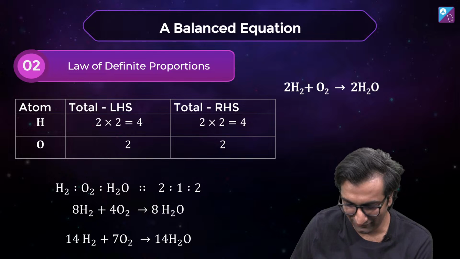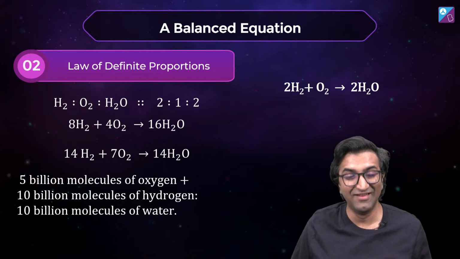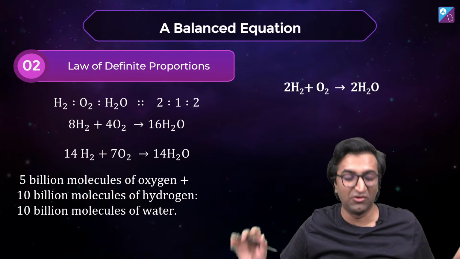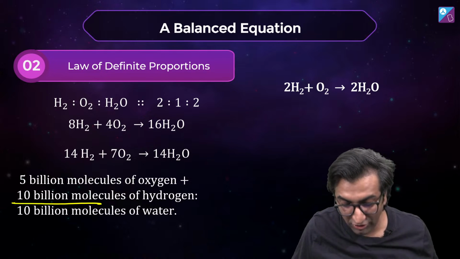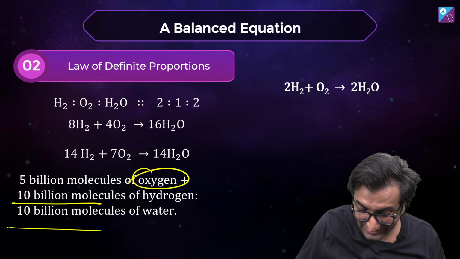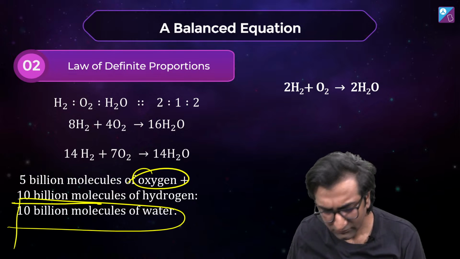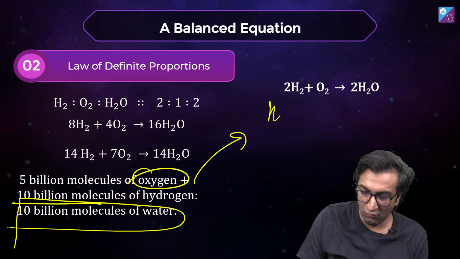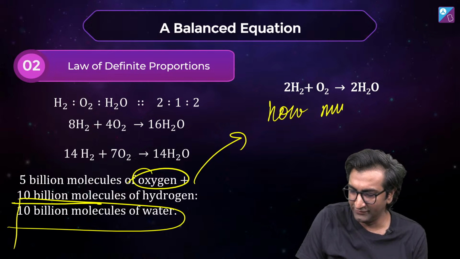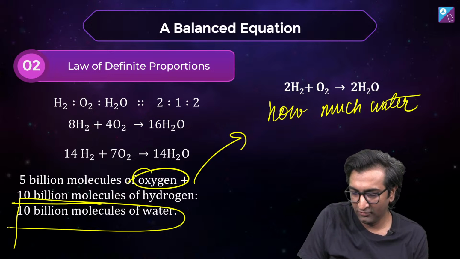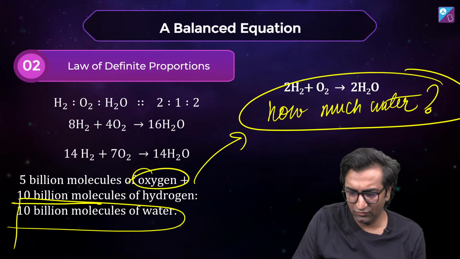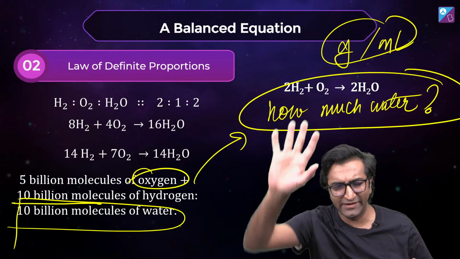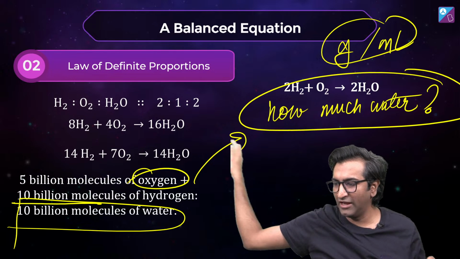Good evening. Now look at this. If I take 5 billion molecules of oxygen and 10 billion molecules of hydrogen, then I get 10 billion molecules of water. Can anybody on all the 3 channels guess how much this is? How much water is being formed? Tell me in grams or in ml. Normally it's easier to talk about volume for water. Can anybody guess?